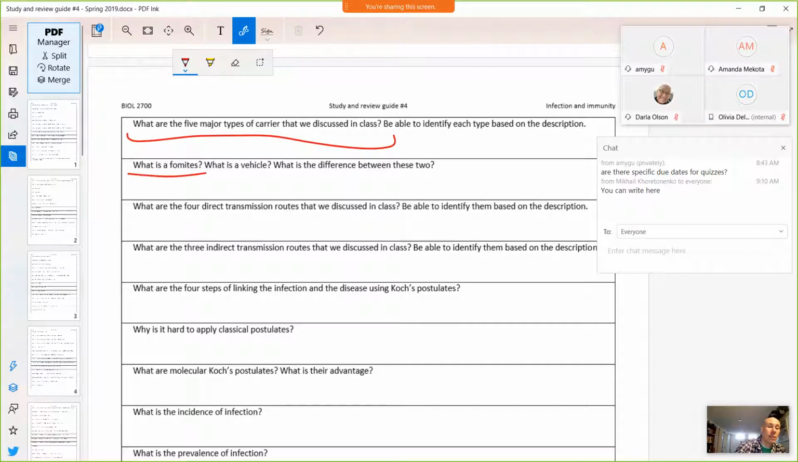Fomites, inanimate objects that can carry microorganisms. Vehicle. A vehicle is not an object, it's a material. So, let me explain. This is a fomite. And coffee is a vehicle. Okay?